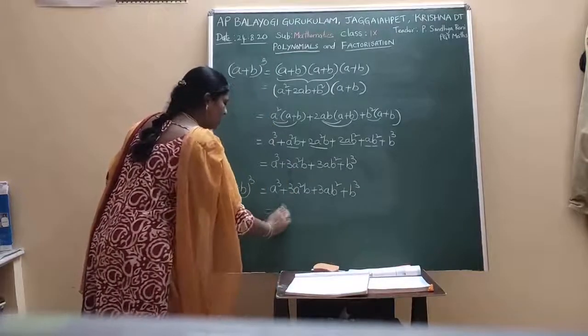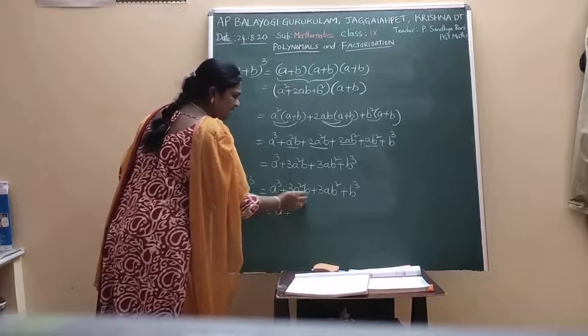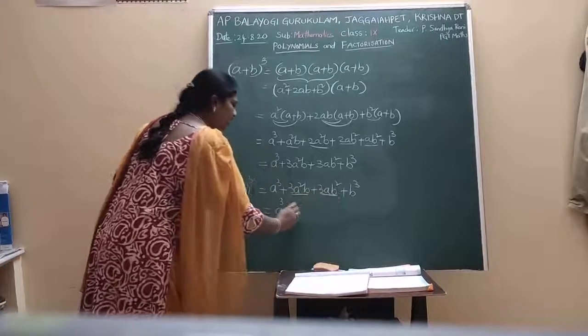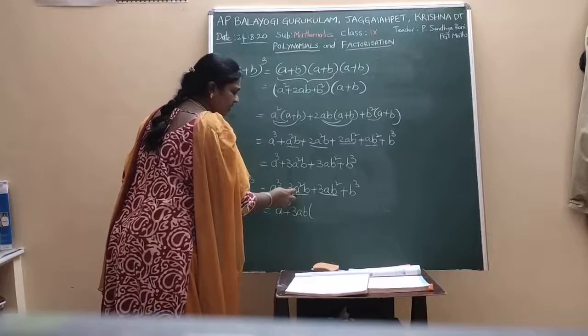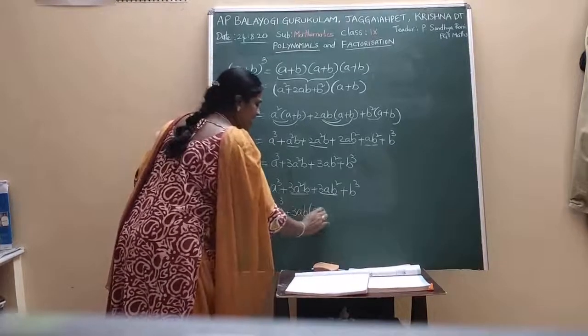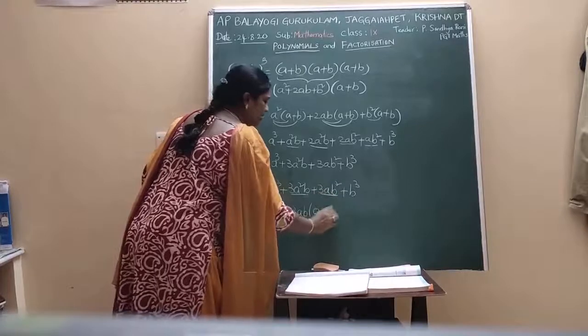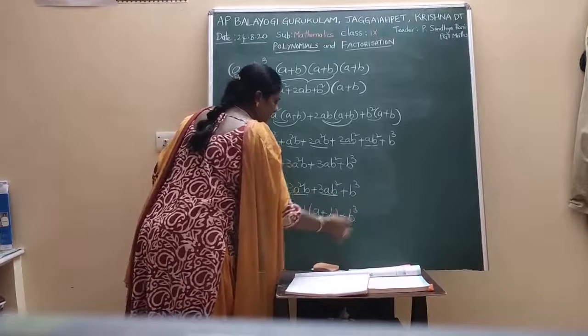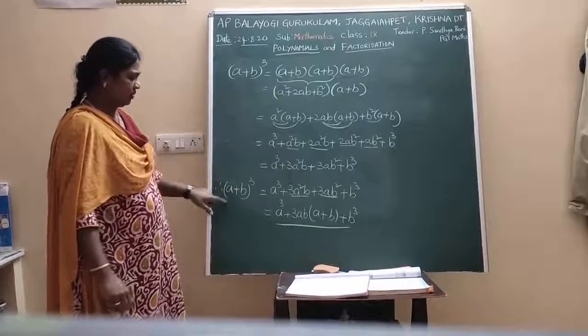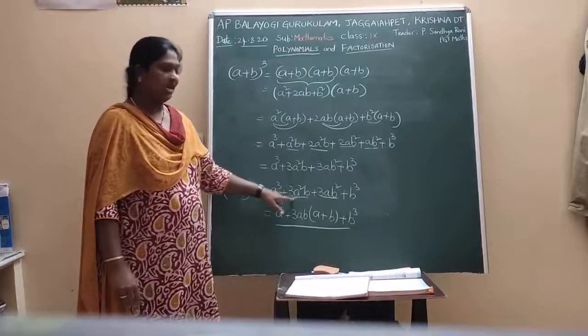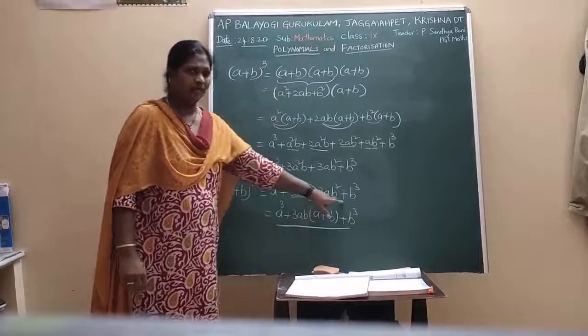One more, children, this is a cube. Here we are having 3ab as common, no? When we take 3ab common, what remains here is a, here b will remain, so plus b cube. Like this also we can write. Therefore a plus b whole cube equals a cube plus 3a square b plus 3ab square plus b cube.